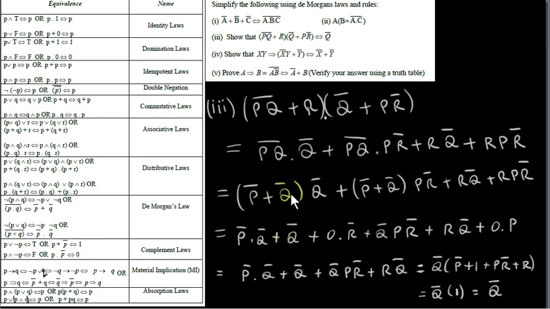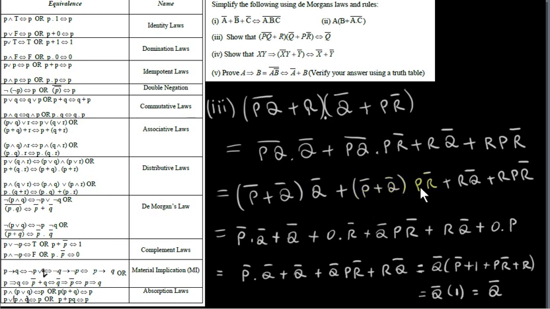On this next line here, I've used the distributive law to take Q bar into this bracket and to take P R bar into this bracket here. So we have P bar dot Q bar. Now Q bar dot Q bar is just Q bar. So I'm just using the idempotent law here. P and itself is equivalent to just P. So Q bar and Q bar is just Q bar.